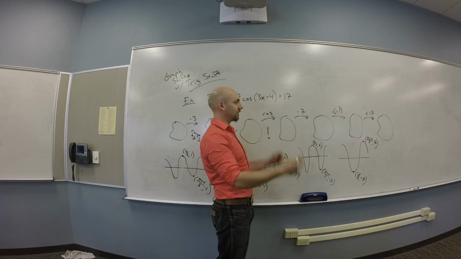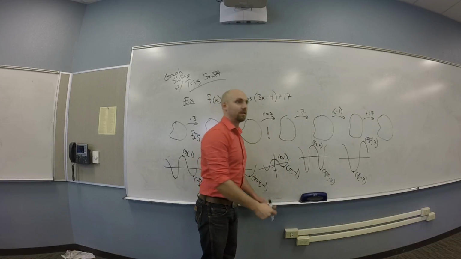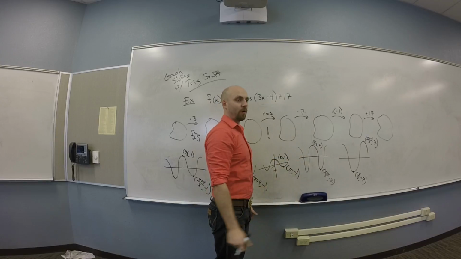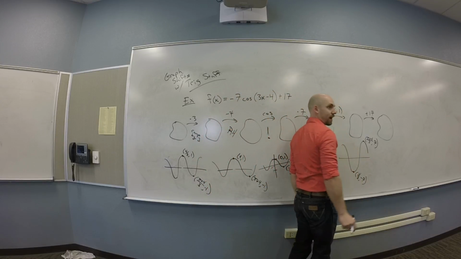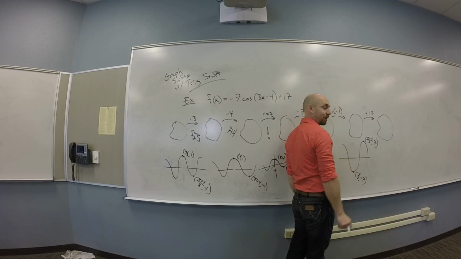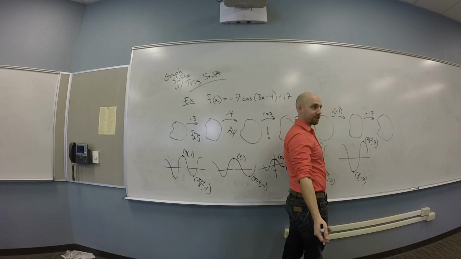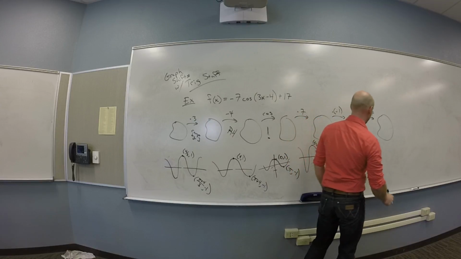Then the plus 17 is going to lift that whole thing 17 units up in the air. So instead of the x-axis being the middle, the midline is now y = 17.